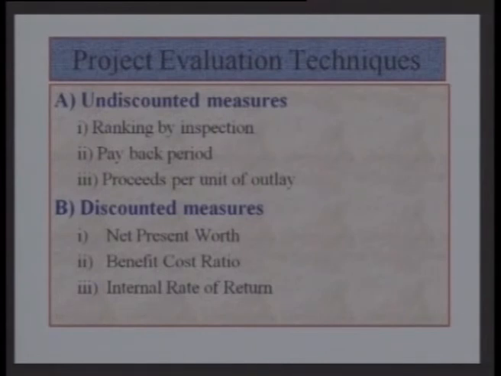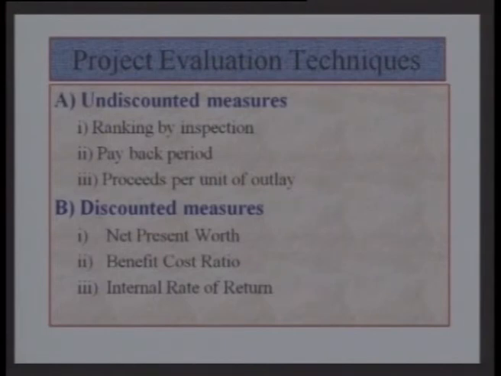The undiscounted measures, we have three types. One is the ranking by inspection, the second is the payback period, and the third is the proceeds per unit of outlay. Ranking by inspection: under this, the project is evaluated by mere inspection. A committee of three or four people sit and evaluate the various projects, a set of projects. Suppose five projects have been given for evaluation and ranking, and only one or two of them need to be taken up for implementation. So the committee of experts sit and rank by mere inspection.